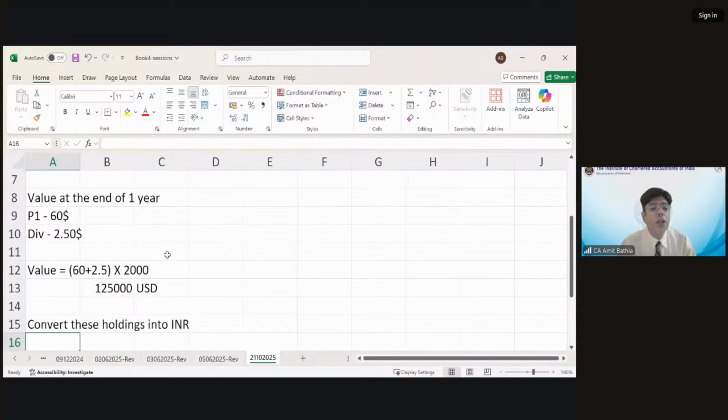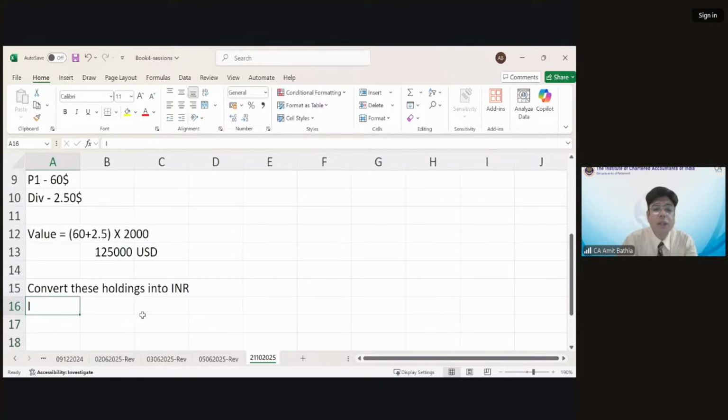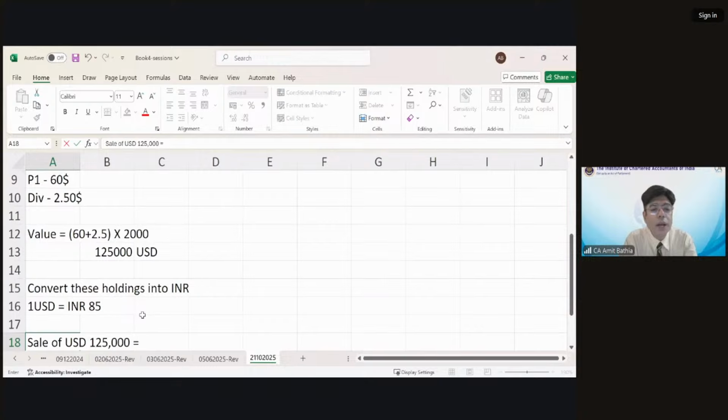Now, say, for example, the rate prevailing in India now, say, for example, 1 USD is equal to 85 rupees. So in that case, I would get how much INR by sale of USD 125,000? I'm going to get 125,000 into 85, right?